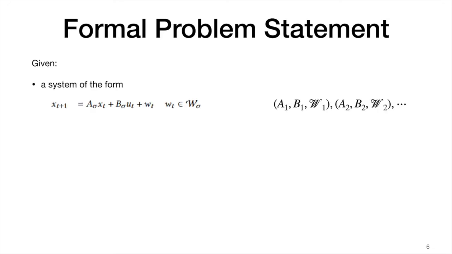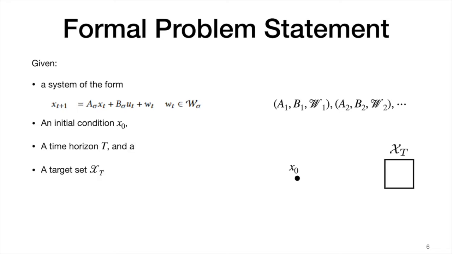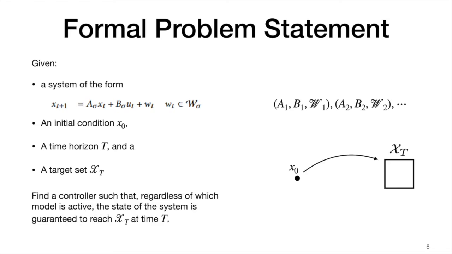Assume that you are given a linear discrete time system, but you do not know the parameters A, B, and the set W from which the noise is generated. You do know that these 3 unknown parameters are a tuple, and that tuple belongs to a known set. You're given the initial state that the system begins the task from, along with the deadline for the task, and the target set that you need to reach by that deadline. The goal is to find a controller such that no matter which model, that is which tuple, is active, the state of the system is guaranteed to reach the target set.